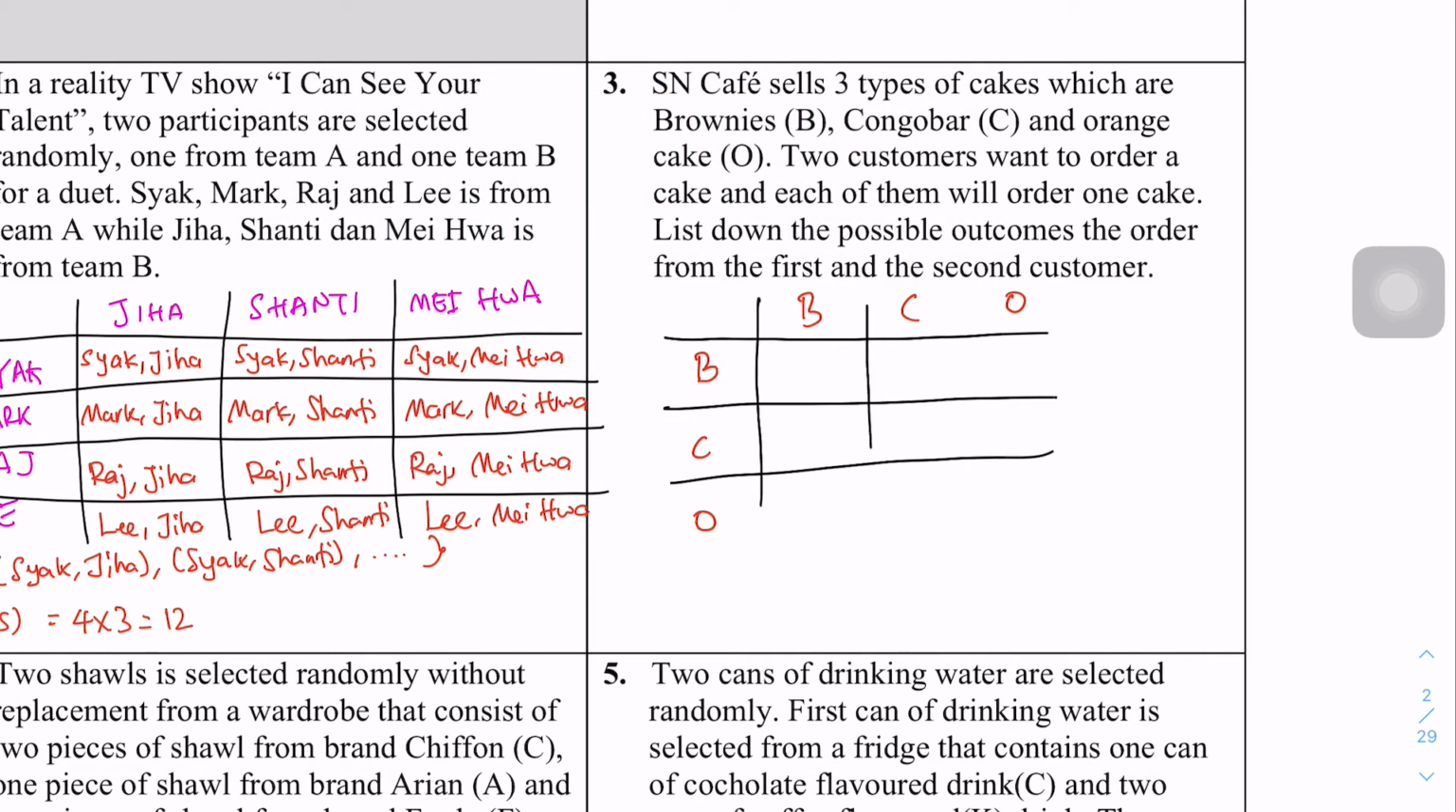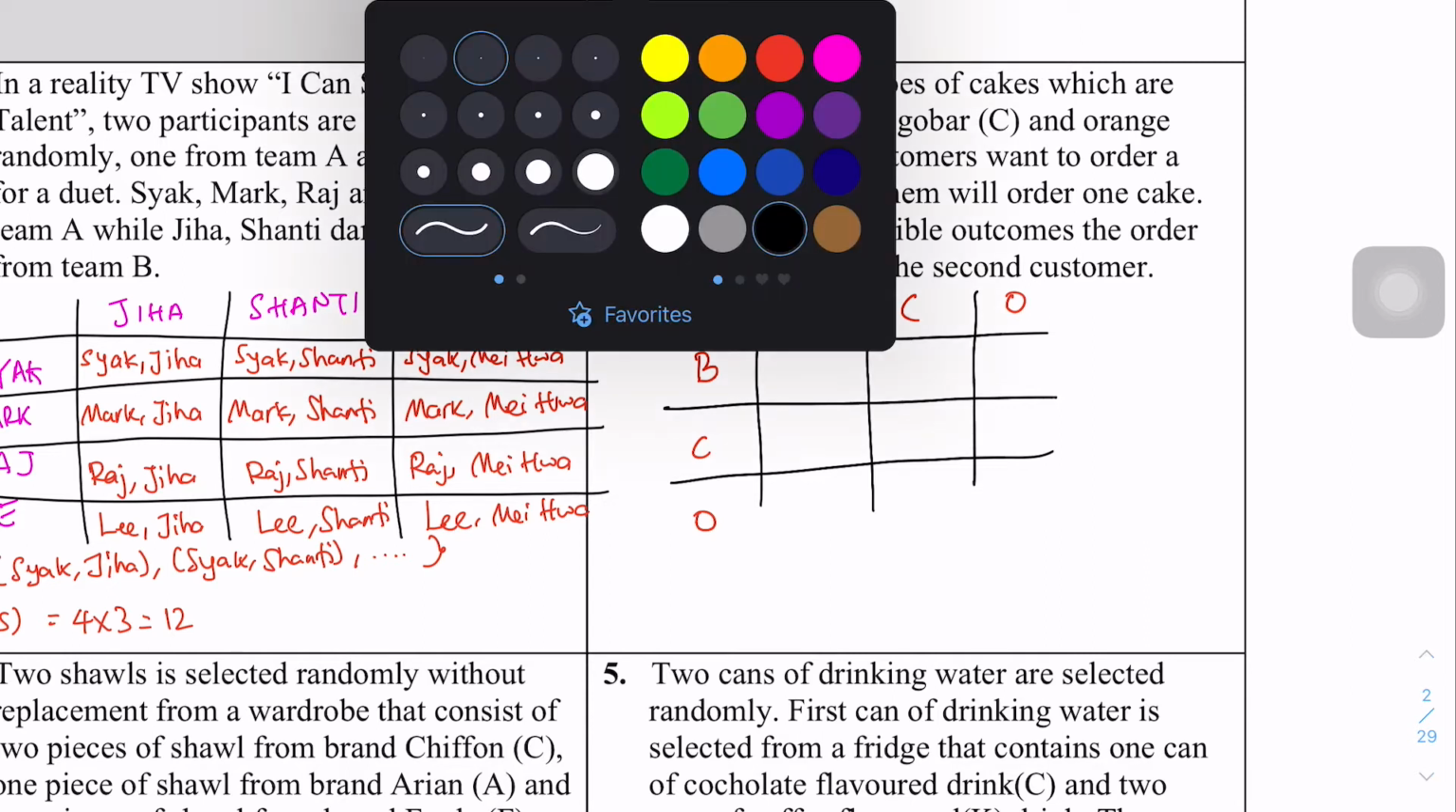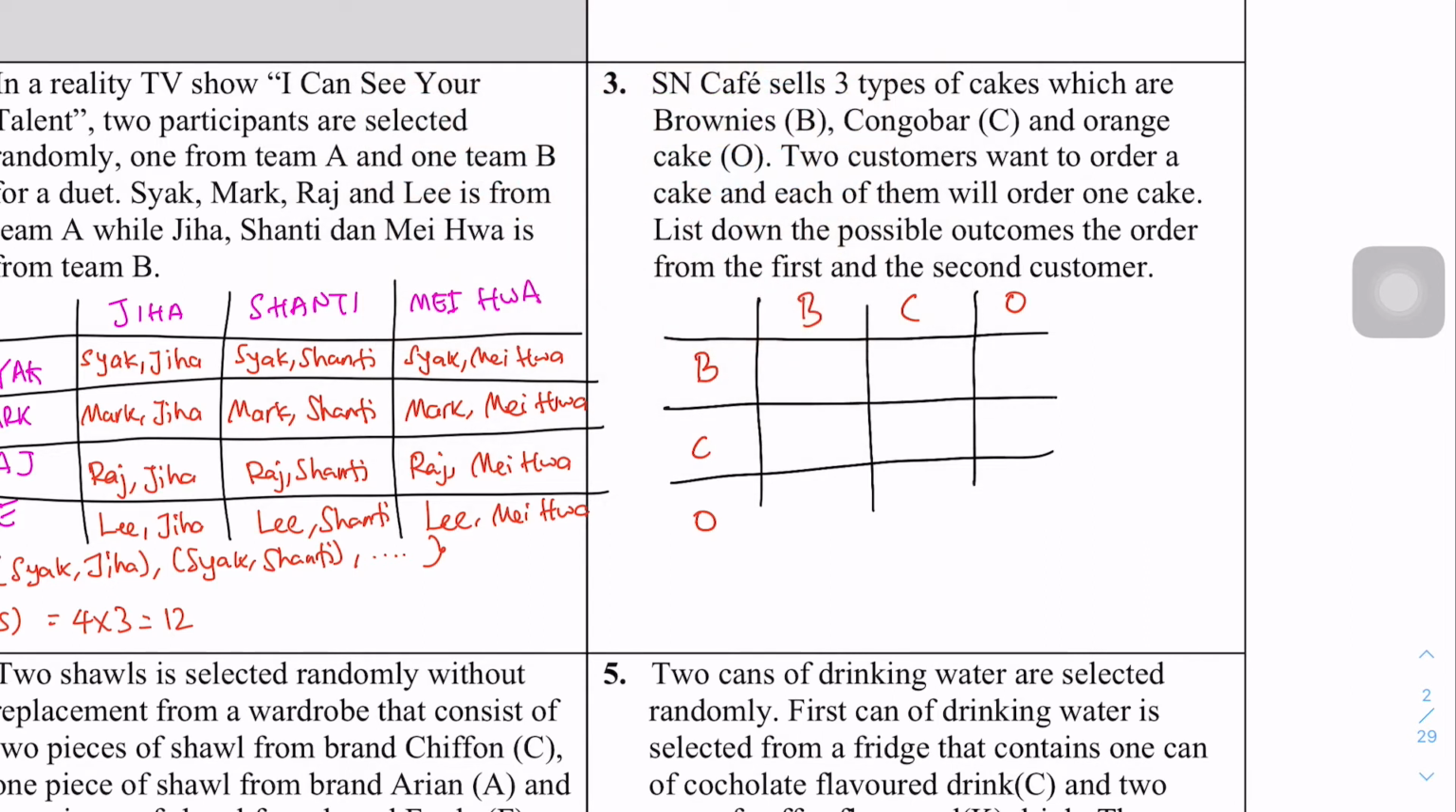Okay, for this situation, there are no limitations, right? There are no extra conditions for this situation. So we can assume that each cake can be bought by the same customer.